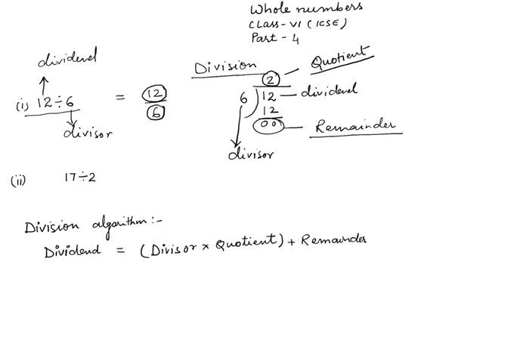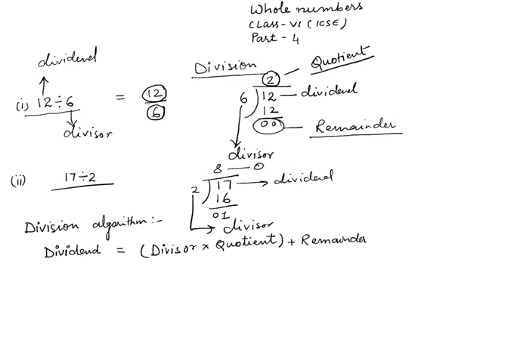The second example, you can see 17 divided by 2. 2 8s are 16, write 1. So in this case, this 2 is your divisor, 17 is the dividend, 8 is the quotient, and 1 is your remainder.